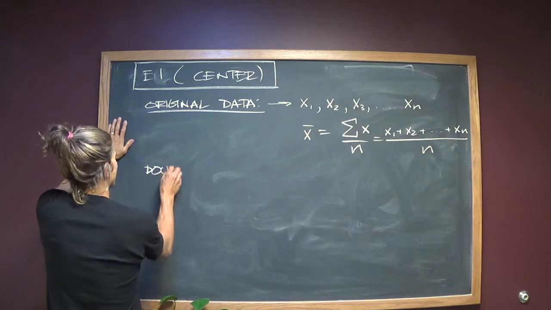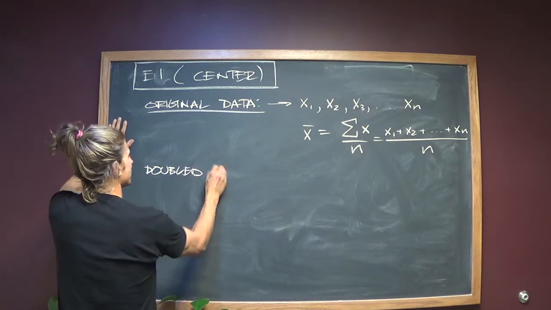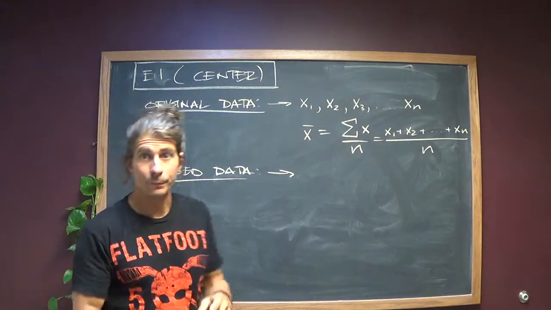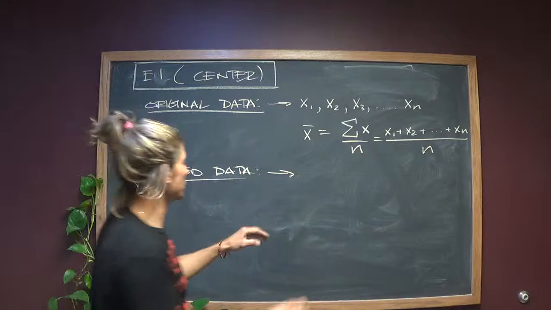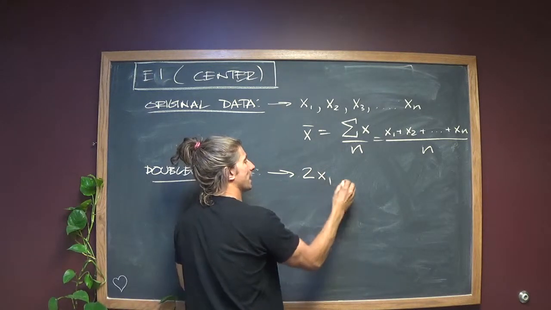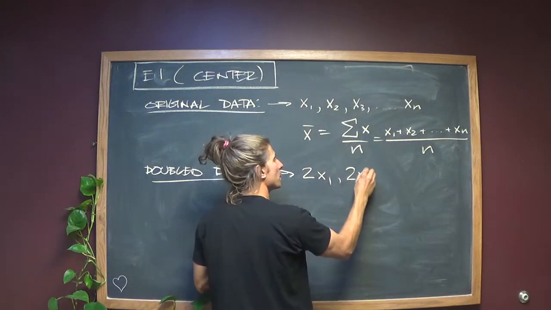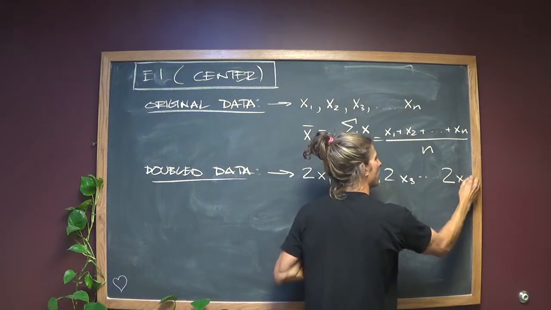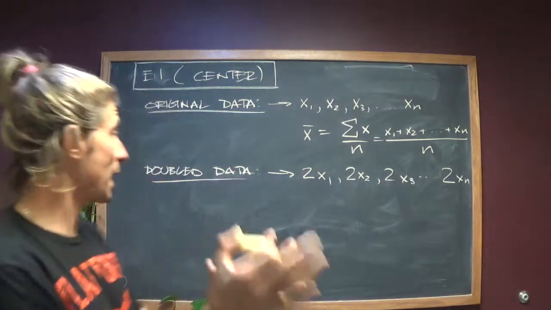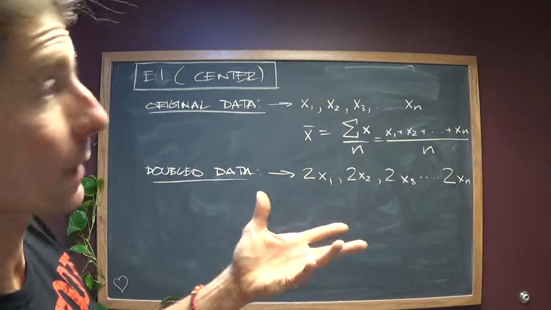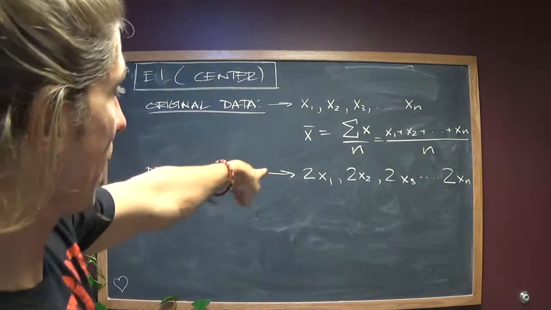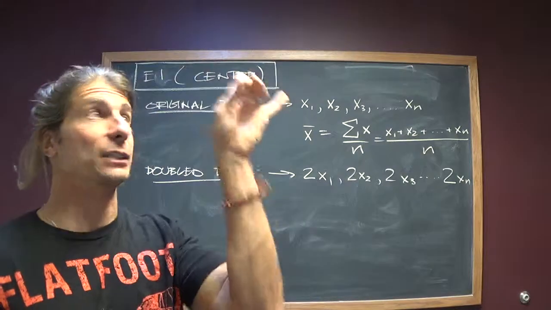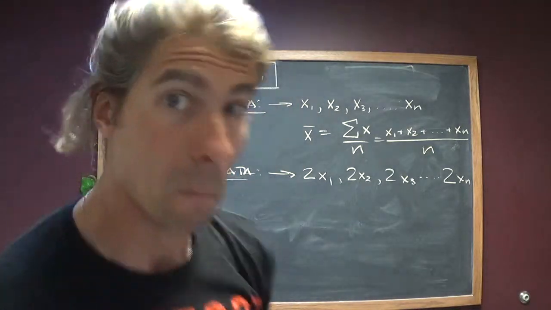What would the doubled data look like? Well, the doubled data are going to be twice each of the originals. So it's going to be 2x1, 2x2, 2x3, up to 2xn. And all that means is 2 times. So if x1, for example, were 8, then 2x1 would be 16. If x2 were 15, 2x2 would be 30. If x3 were 0, 2x3 would be 0.